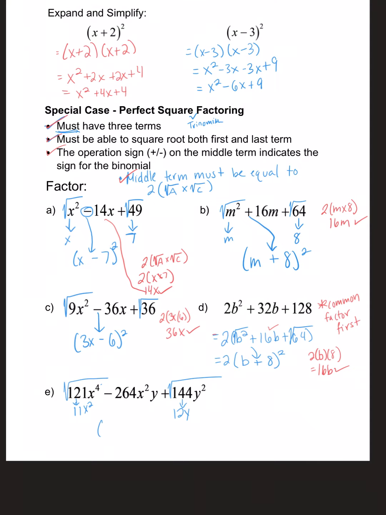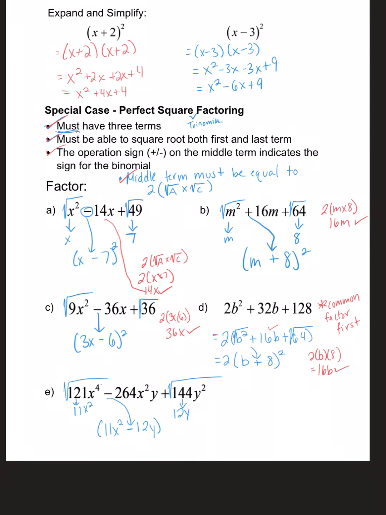So that's what goes in our brackets. We'll have 11x squared. We'll have 12y. And then we'll just bring down that minus sign. And you can go ahead and do that little middle term check if you'd like, but it should work out to a minus 264. Okay, so that's perfect square factoring.